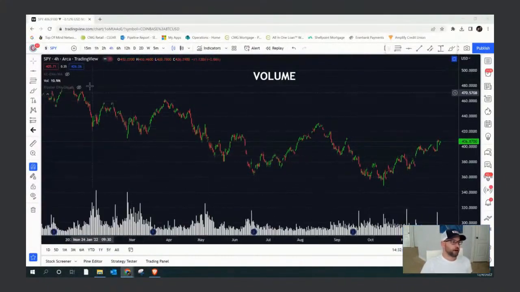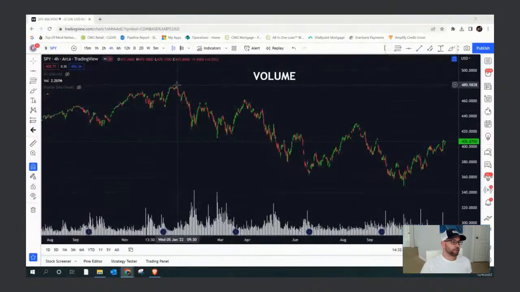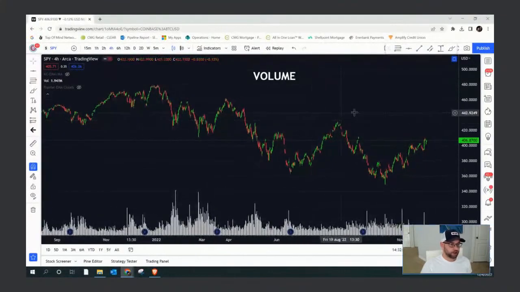So what we're going to look at here is a chart of the SPY. SPY is the ticker symbol, and that's an index fund of the S&P 500. And this can be traded on any exchange. So let's get right in here. We're on the 4-hour time frame. And volume is represented down here at the bottom.